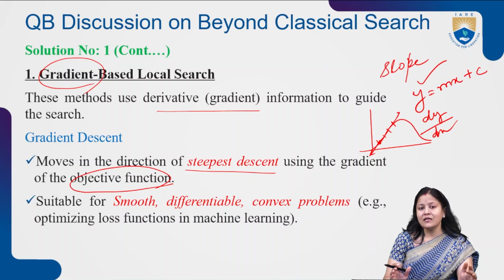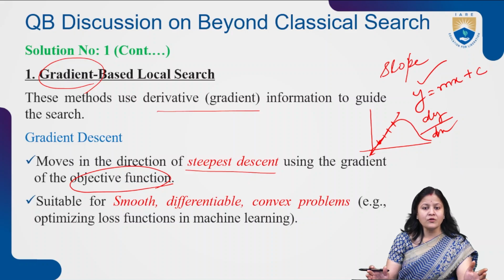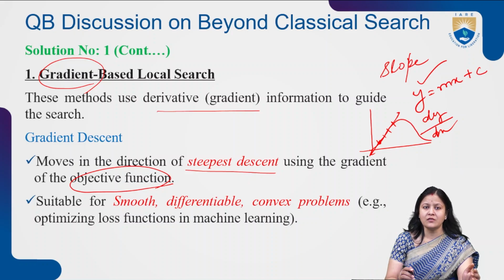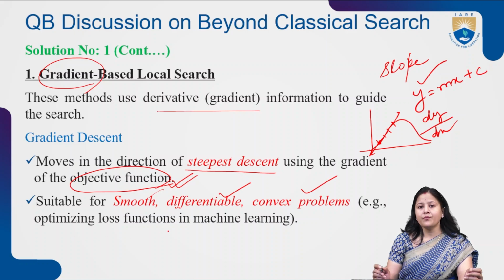So in local search algorithm, as it is dedicated to find the optimal solution out of all possible solutions using gradient based technique, that too using the objective function. So gradient says that the agent moves either in the steepest descent or steepest ascent using the gradient of the objective function, and this type of gradient based algorithm is suitable for smooth, differentiable and convex problems. For example, optimizing the loss function in machine learning.